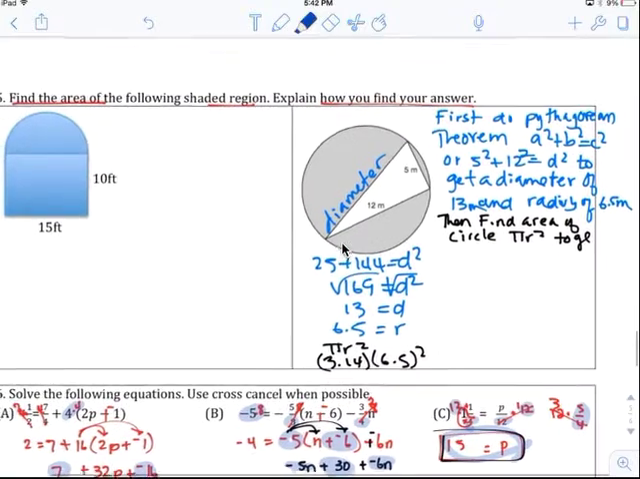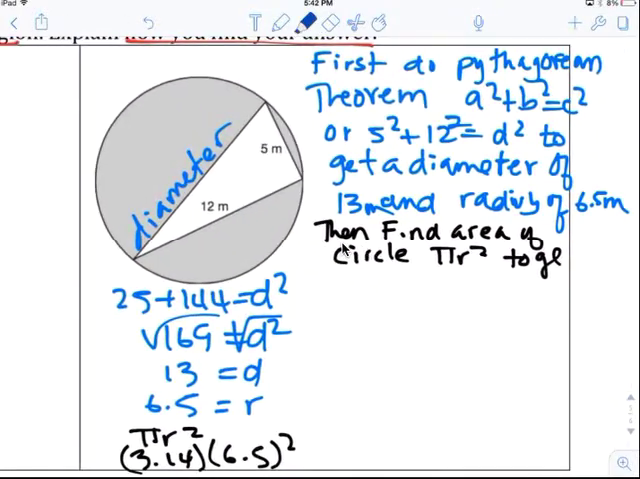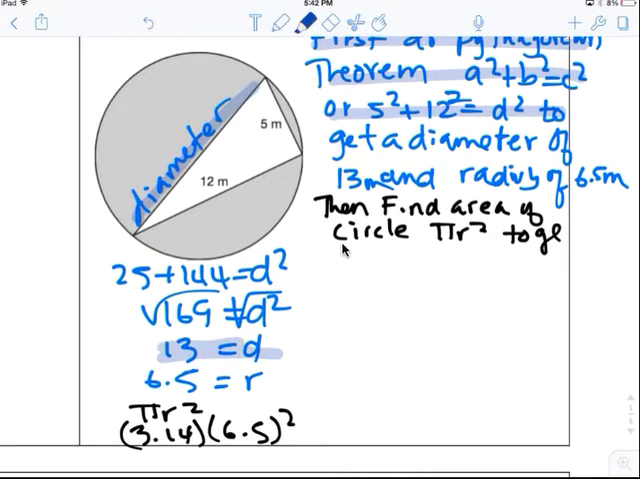And then here I started doing this before I realized it wasn't recording. First, do Pythagorean theorem. A squared plus b squared, or this squared equals d squared for diameter, to get the diameter of 13 right here, and a radius of 6.5. Then find the area of a circle. That's where I stopped. Pi r squared to get.